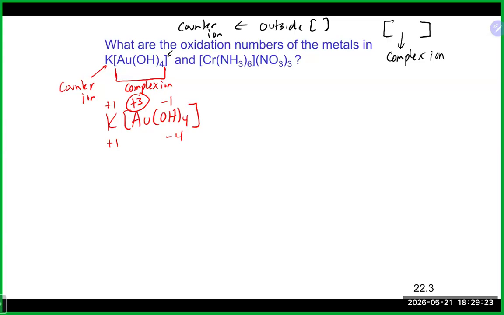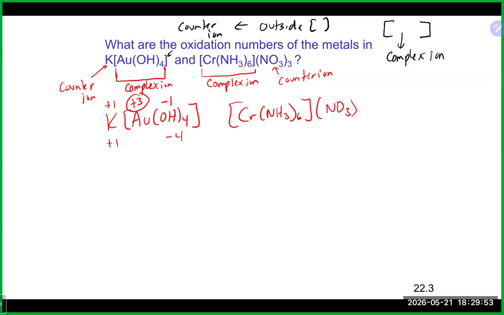First off, any questions on that there? We take a look at the other one here. Here are our brackets, which means this is our complex ion part, and it is the nitrate here that is our counter ion in this case. And once again, if we isolate what we've got going on here, we've got a little bit of this and a little bit of that.